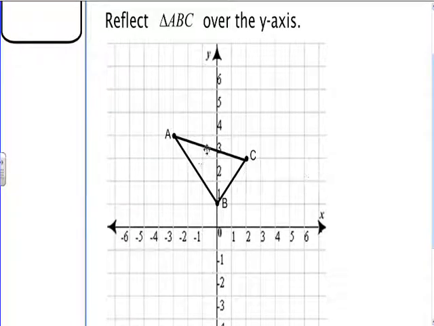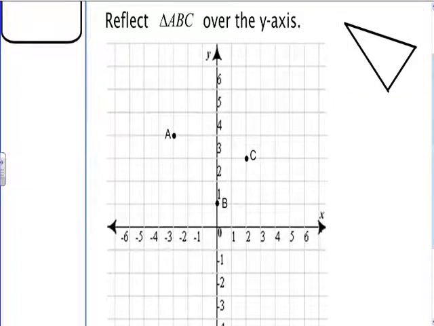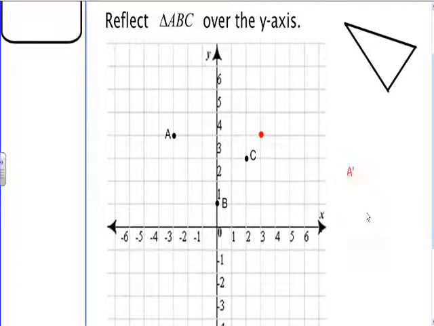So here's what I want you to consider. Pretend that these segments weren't actually here. I'm going to group these and take them away just for a second. I want you to consider each individual point. If you took the point A and you reflected it over the y-axis, where would it end up? Well, it's 3 units away from the y-axis, so if we go 3 more units, my new point A would be right here. So let's label that A prime. Maybe we'll even make it red so we can really tell.